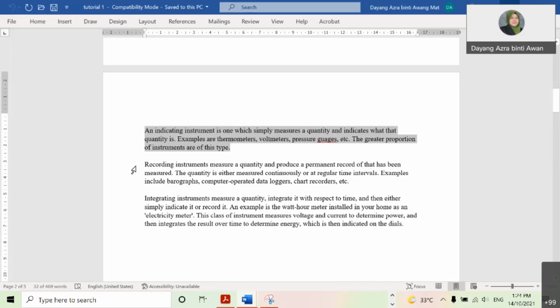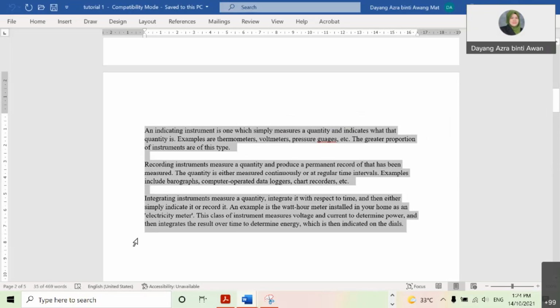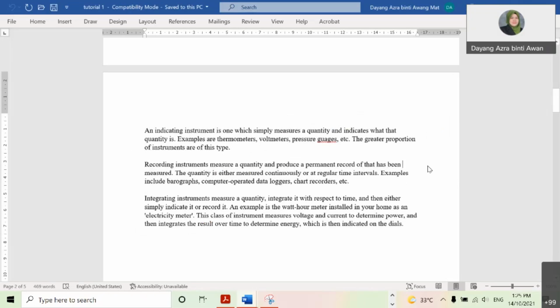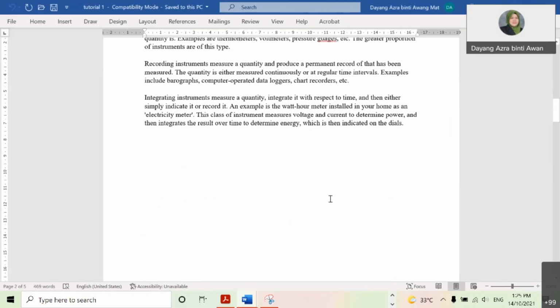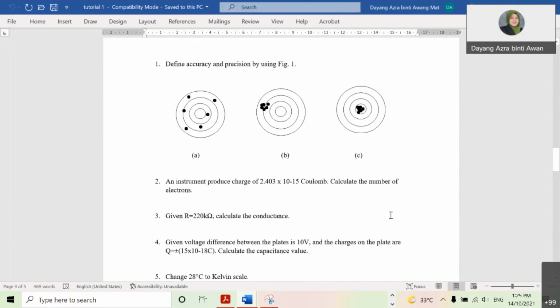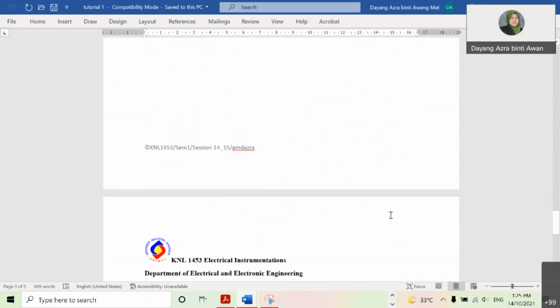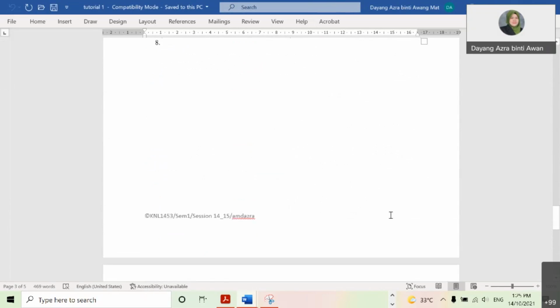Then we have recording. You need to bear in mind these three important definitions of the instruments, because they will often come out in your exams later. Then we have integrating instrument and so on. Then you have this type of figure.